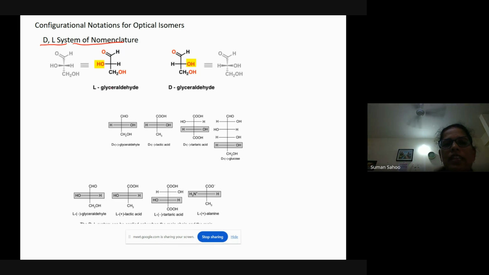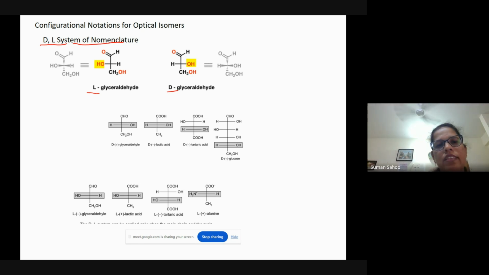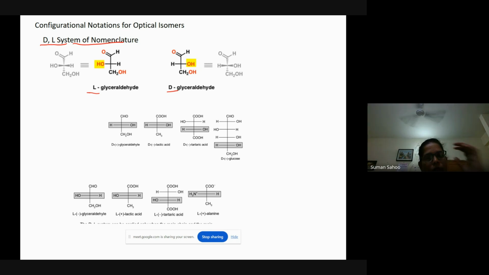Actually, glyceraldehyde was first given the labels L and D. This glyceraldehyde was dextrorotatory, and this glyceraldehyde was levorotatory. Based on this, other compounds were named D and L. So what is in D-glyceraldehyde? If you see the Fischer projection, the OH group is on the right, and in L-glyceraldehyde, the OH group is on the left. So in any enantiomer, if the OH group is on the right hand side, then that would be your D form.